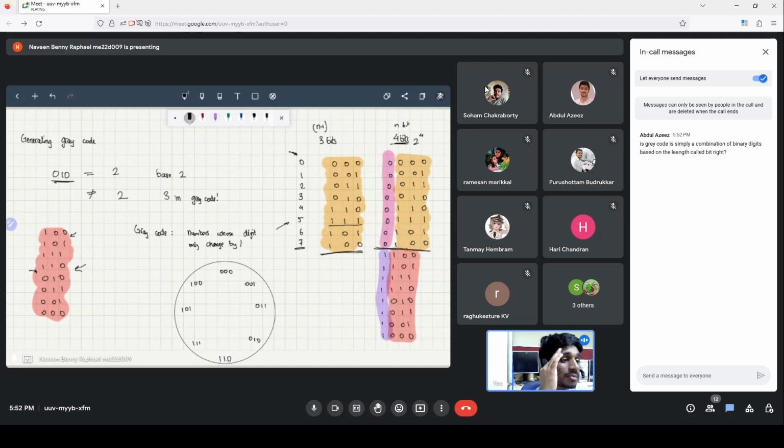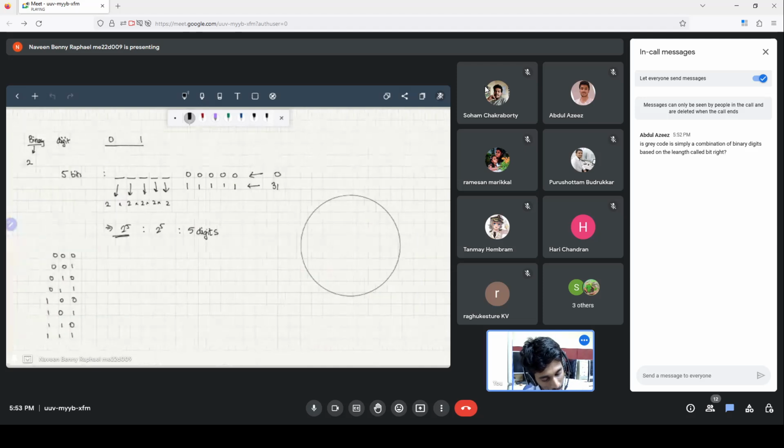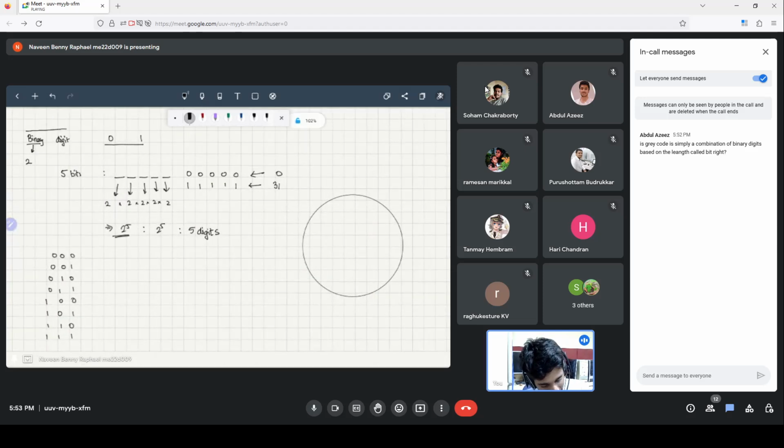Is gray code simply a combination of binary digits based on the length, called bits? Gray code is a specific order of binary digits for which, if you look at the next number, the bits only change by 1. A bit is just short for binary digit. BIT, binary digit.